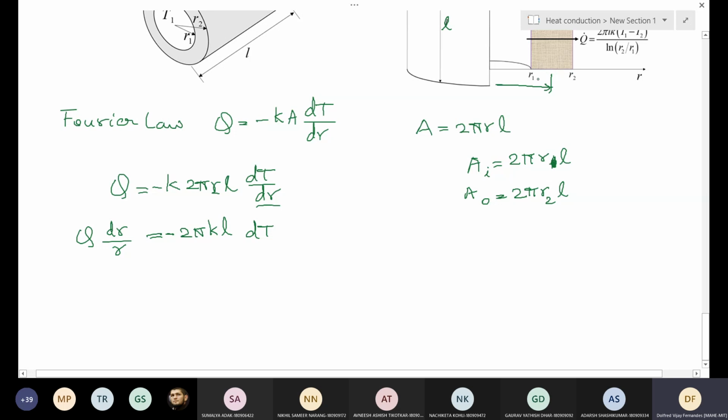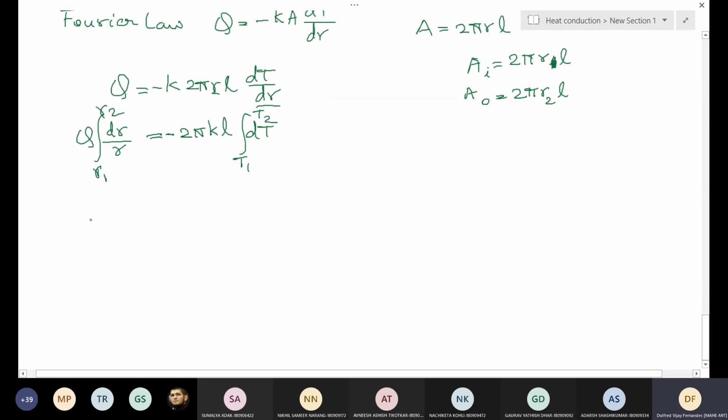Along the thickness of the wall, from R1 to R2 you have to integrate, and the temperature changes from T1 to T2. So R1 to R2, temperature from T1 to T2. You can now integrate, and what do you get on the left hand side? Q into ln R, applying the limits R1 to R2. On the right hand side, we have minus 2 pi KL (T2 minus T1).